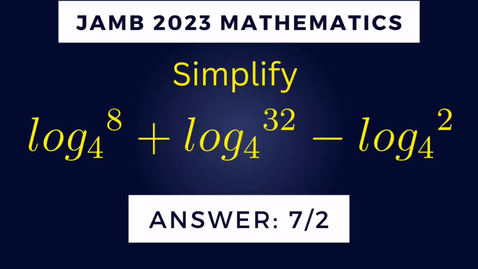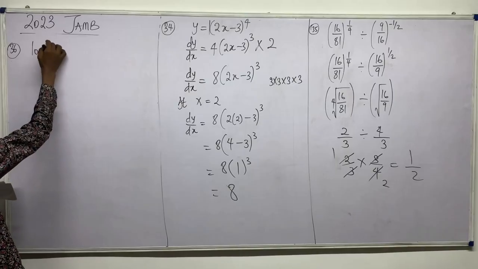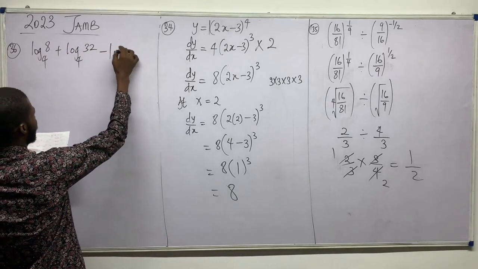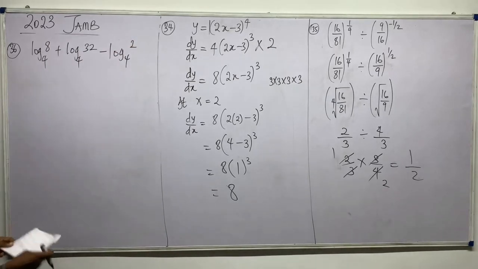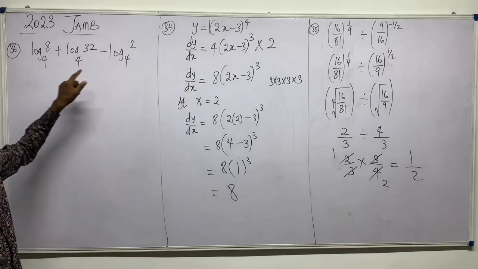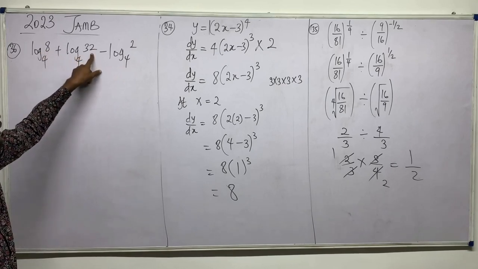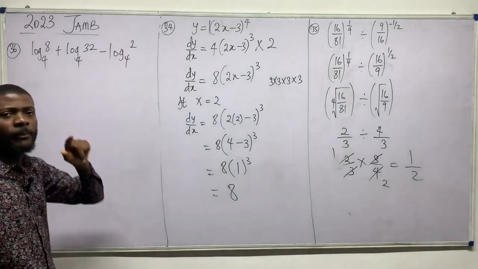Question 36. Simplify log 8 base 4 plus log 32 base 4 minus log 2 base 4. Well, there are different ways of solving this question. Let me pick one method. Normally I would say, since they all have the same base, this is addition, right? To add, you multiply these numbers. What about when you minus? You divide, right? But I want to solve this in another way.